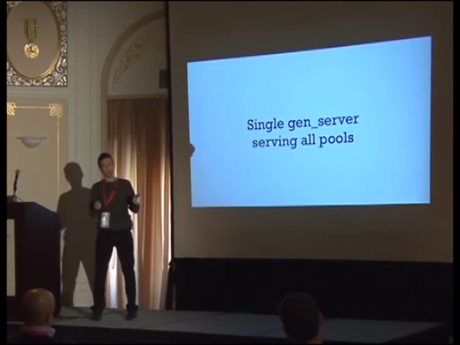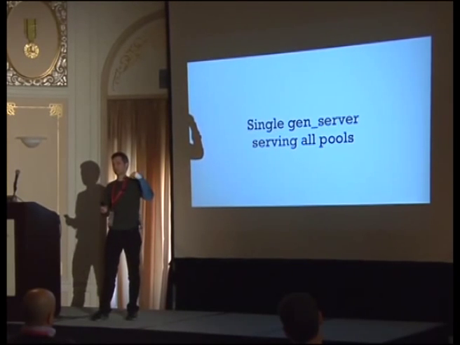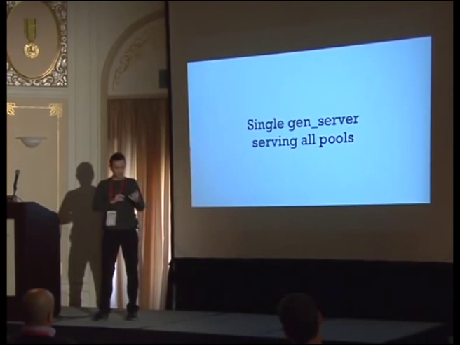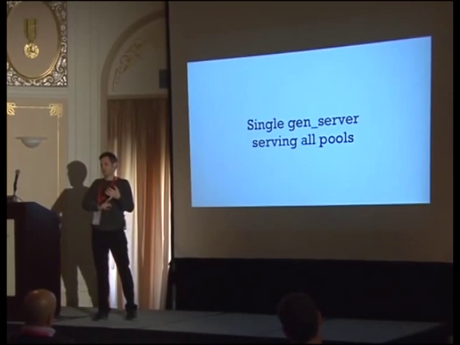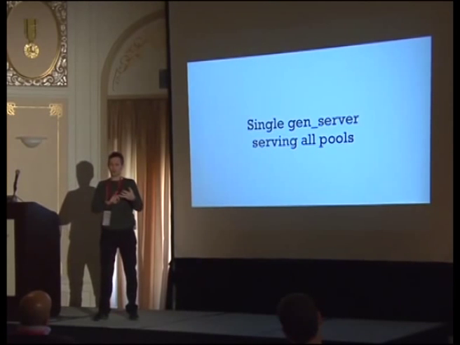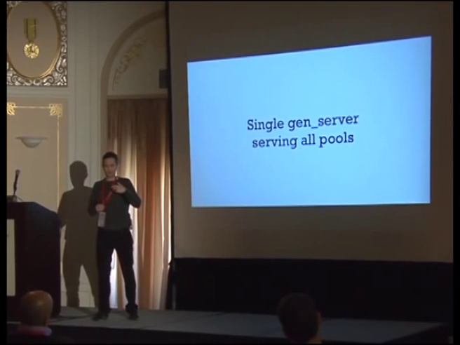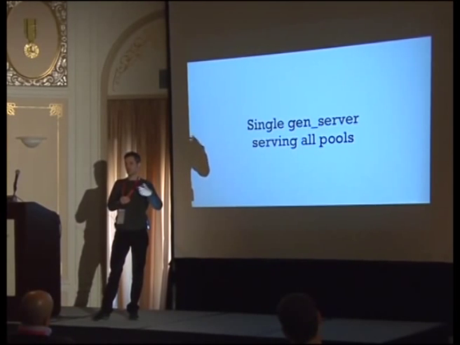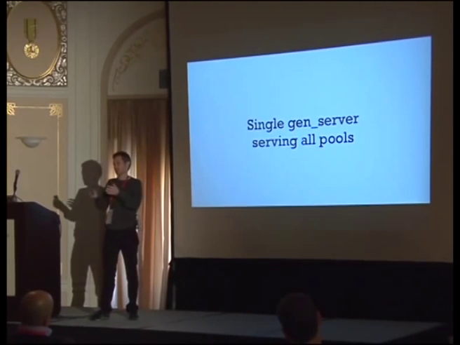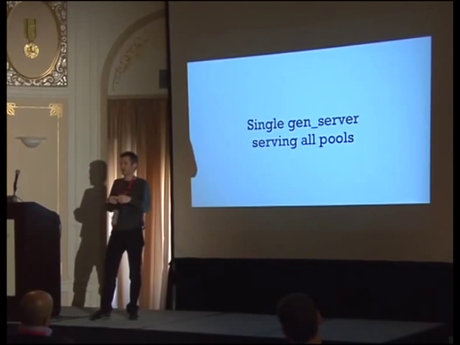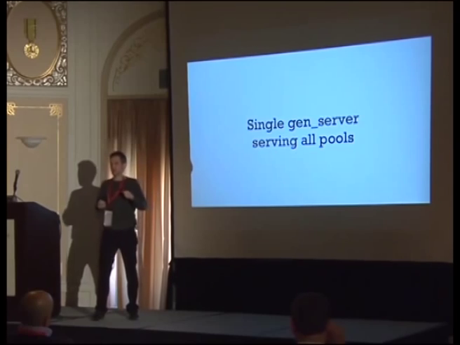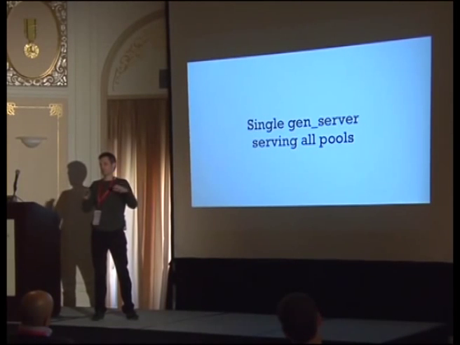So the first thing that I wasn't so happy about is that I had a single gen server serving all pools. This could be a problem in terms of a bottleneck, but more importantly, I'd like to be able to use Pooler to pool different types of things. So I'd like to be able to pool Redis database connections alongside Postgres database connections. Or maybe I'd like to pool connections to 2 different independent Postgres database servers. And I don't want those to be related in terms of the failure domain.